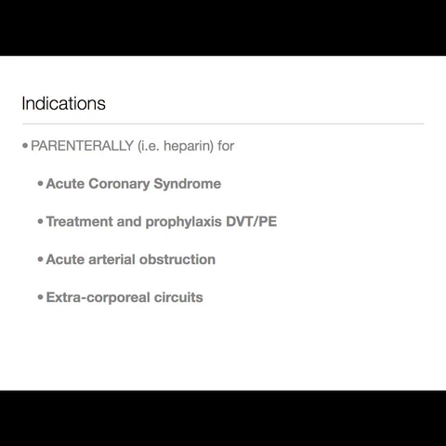Anticoagulants can be given either enterally or parenterally. Now, typically parenteral anticoagulants include heparin, and this is indicated in a number of situations. You should, of course, be familiar with its use in acute coronary syndrome, together with aspirin and clopidogrel. You should also be familiar with its use in both the treatment and prophylaxis of deep vein thrombosis and pulmonary embolism. Lastly, you should be aware that it is commonly used in the context of acute arterial obstruction and for extracorporeal circuits.